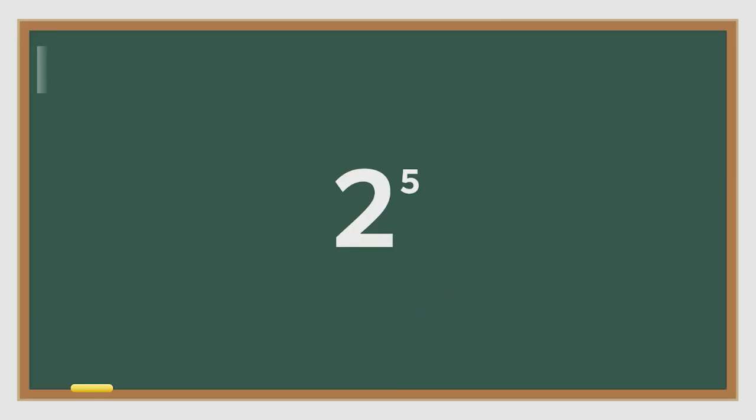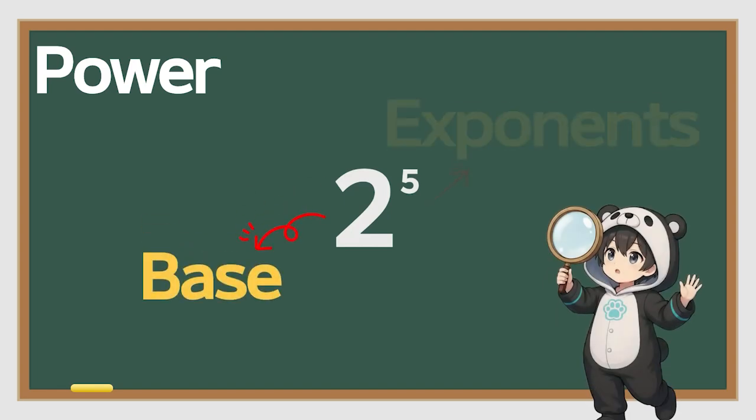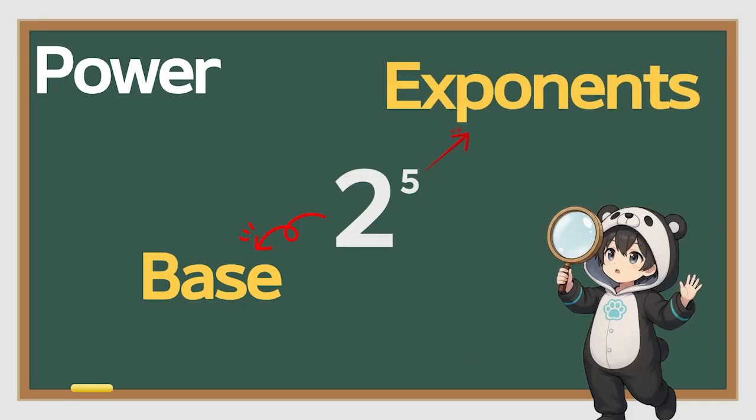We call this a power. We write it like this and we say 2 to the power of 5. Look closely. The bottom number is the base. The small number written on top is the exponent. It tells you how many times to multiply the base by itself.